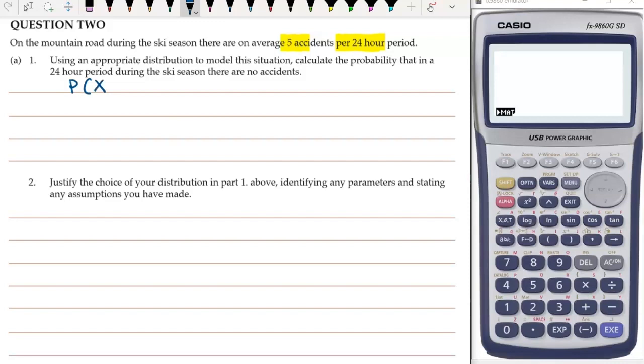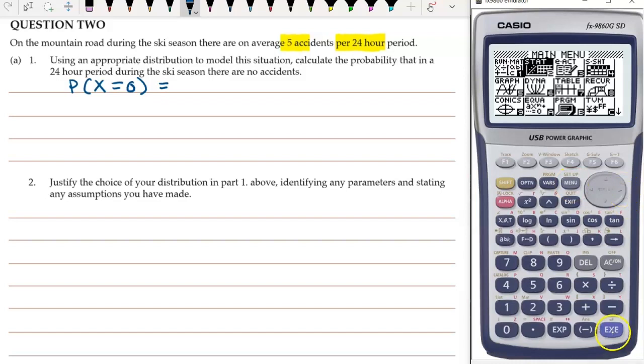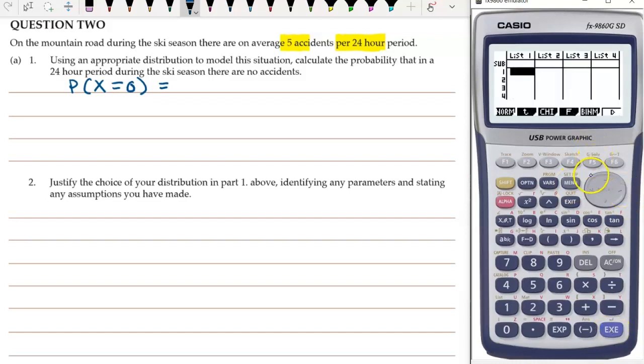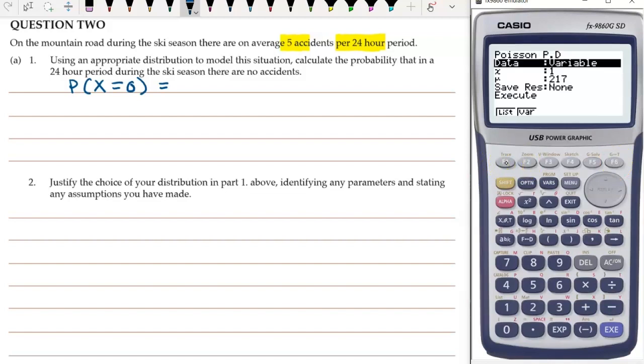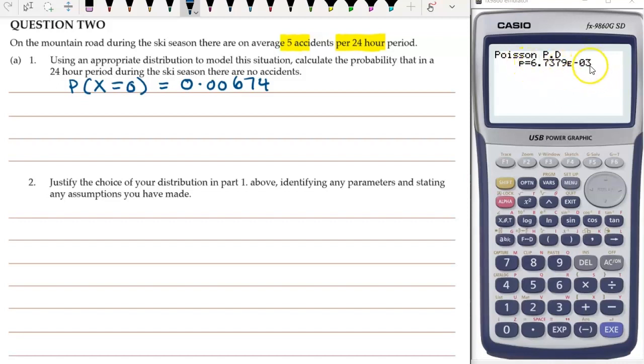So the probability that x is equal to 0 is going to be, we'll go straight over to the calculator. Even though 0 is an easy one to do, we'll just use our distributions here, and we're going across to Poisson. We're going equal to a point, so it's PPD. Our x is equal to 0, and the mean was 5, so our probability is 0.00674. And just a reminder that this e to the minus number means that your digits start on the 3rd decimal place. So we've gone 0.00674.